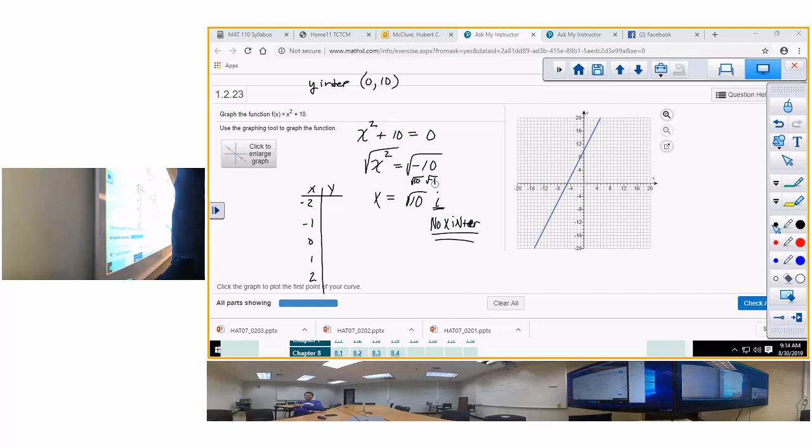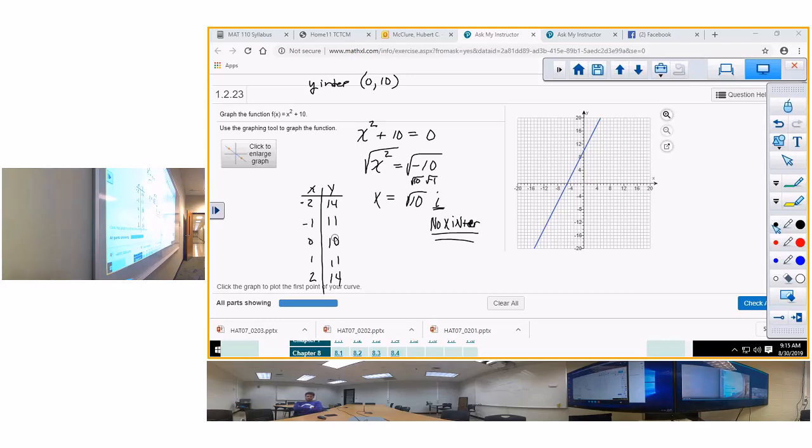All right, what's -2 quantity squared? 4 plus 10 is 14, so a 14 there and a 14 there. What's -1 squared? 1 plus 10 is 11. And I'll do this one for you. 0 plus 10 is 10. There we go. All right, so basically (0, 10) is going to be your vertex.